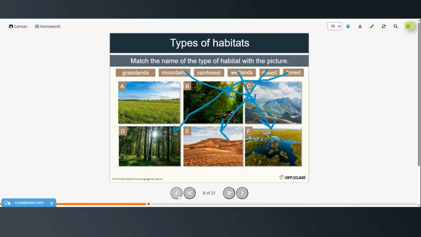Oh wait, sorry. I think I did that wrong. So this would be forest. D would be forest. E would be desert. F would be wetlands. B is rainforest. C is mountains. And A is grasslands.